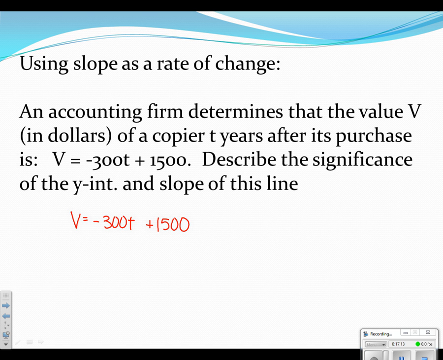So back to the question here, describe the significance of the y-intercept and the slope of this line. Okay, well this number here is the y-intercept, right? Okay, 1,500, that's the start price.